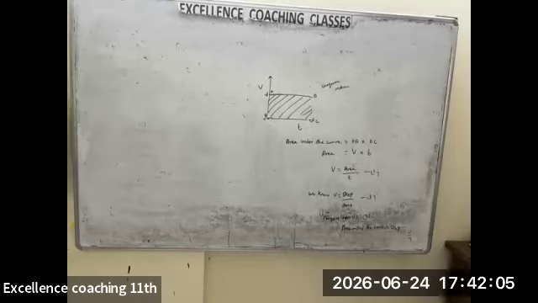Then, when a particle moves in a circle with a uniform speed, this is also not from this chapter, but let us discuss about it. When a particle moves in a circle with a uniform speed, its velocity and acceleration both are constant. Its velocity is constant, but acceleration changes. Its acceleration is constant, but the velocity changes. Its velocity and acceleration both change.